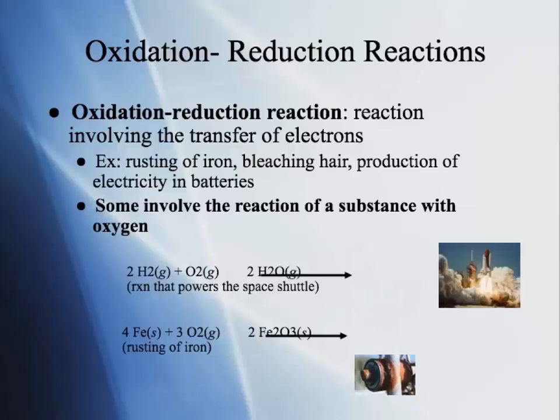Okay, oxidation reduction reactions. Or another way we call this is redox reactions. Oxidation reduction reactions involve the transfer of electrons. So rusting of iron, bleaching your hair, production of electricity in batteries, all of those, you're transferring electrons to make a new product.